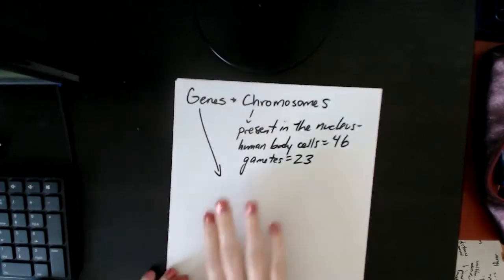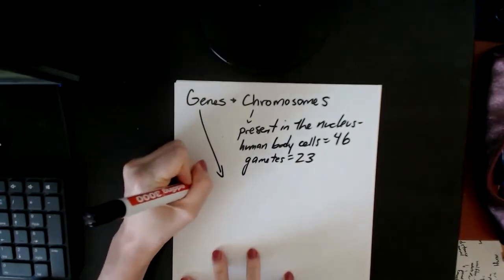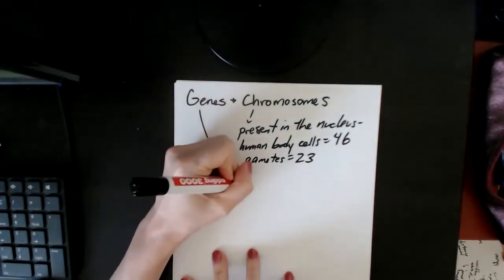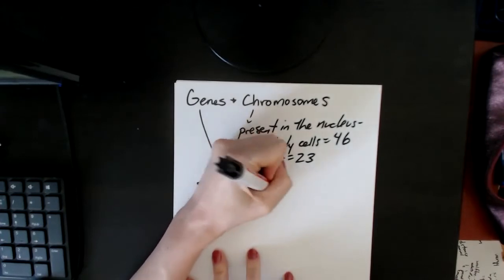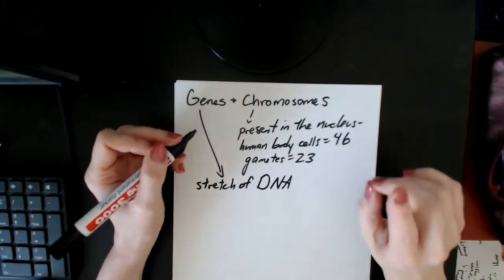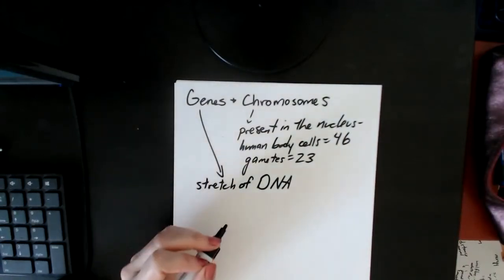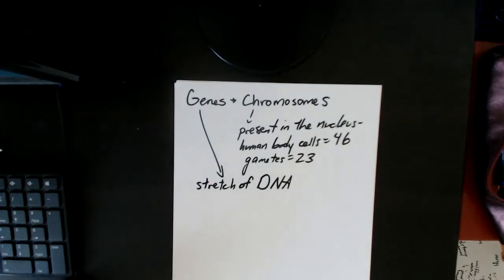Genes has a straight up definition. You should just have it memorized. It's not a difficult one, but basically a gene is a stretch of DNA that codes for a particular protein, all right? And if you want to know how that happens, you need to go and watch the video Protein Synthesis, where I talk about transcription and translation and how all of that stuff works together.